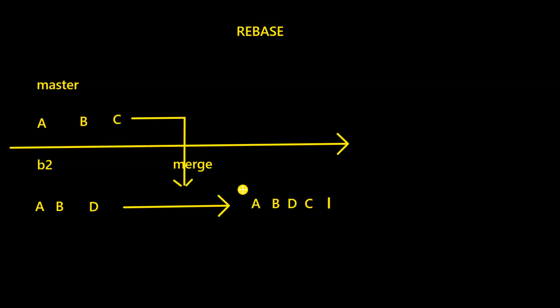This is the scenario when there were no conflicts. Give me 1 second, please. Yeah, so when there are no conflicts, this is the scenario. It would be like A, B, D, C. So there were no conflicts. This is how we merge.